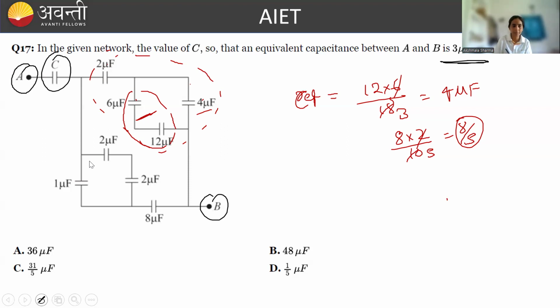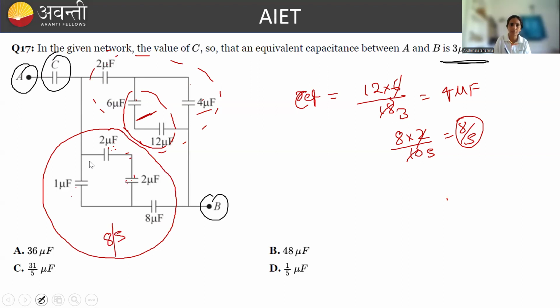Now let's look at here. 2, 2, they are in series, so they will get added like parallel. 2, 2 will become 1. And then this 1, 1 are in parallel, so they will become 2. And then 8 and 2 are in what? 8 and 2 are in series. So again 8 into 2, they will become 8 by 5. So this is also what? This is also your 8 by 5.